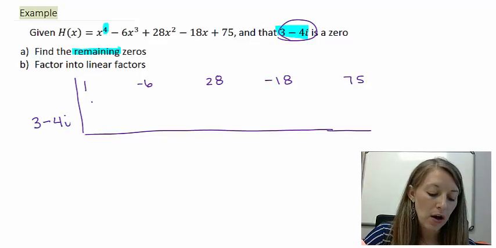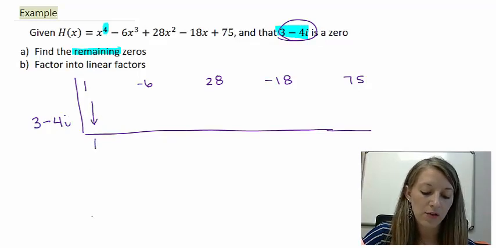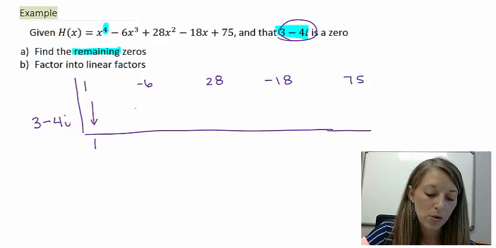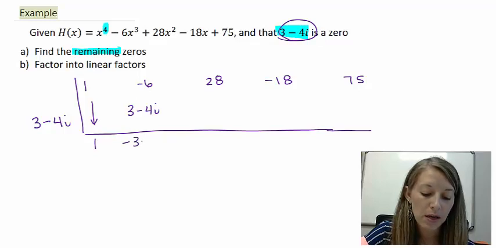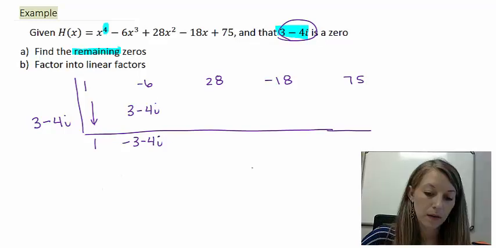Okay, so now I'm going to run this through my synthetic division. I bring down my first digit and I multiply. 1 times 3 minus 4i gives me 3 minus 4i. And now I add these, but I can only add like terms, so I can only add my real parts. -6 plus 3 gives me -3, and then my -4i carries down.